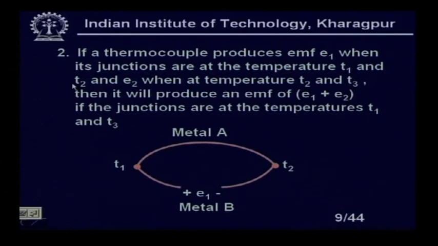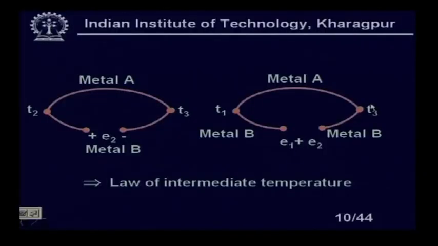See here, if a thermocouple produces EMF E1 when its junctions are at the temperatures T1 and T2, and E2 when at the temperatures T2 and T3, then it will produce an EMF of E1 plus E2 if the junctions are at the temperatures T1 and T3. This is the law of intermediate temperature. These two laws, there are many laws, but these two laws will be very important for solving problems. Okay.